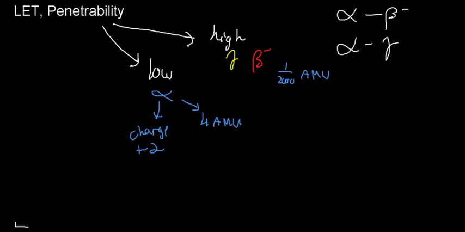So alpha particle compared to a beta particle has less penetrability, whereas beta negative particle is going to have more. An alpha particle is going to have less penetrability compared to a gamma photon. Perfect. And now it's a good time to mention LET, and by LET we mean linear energy transfer.